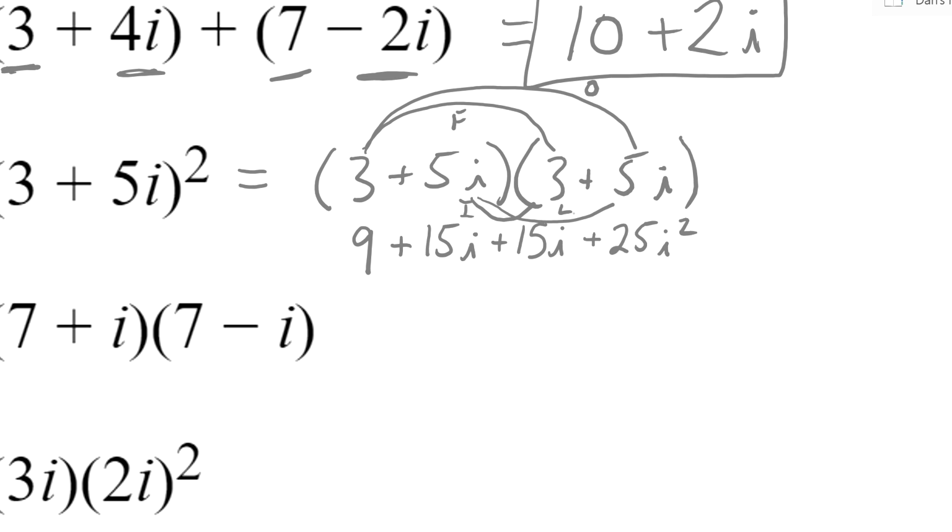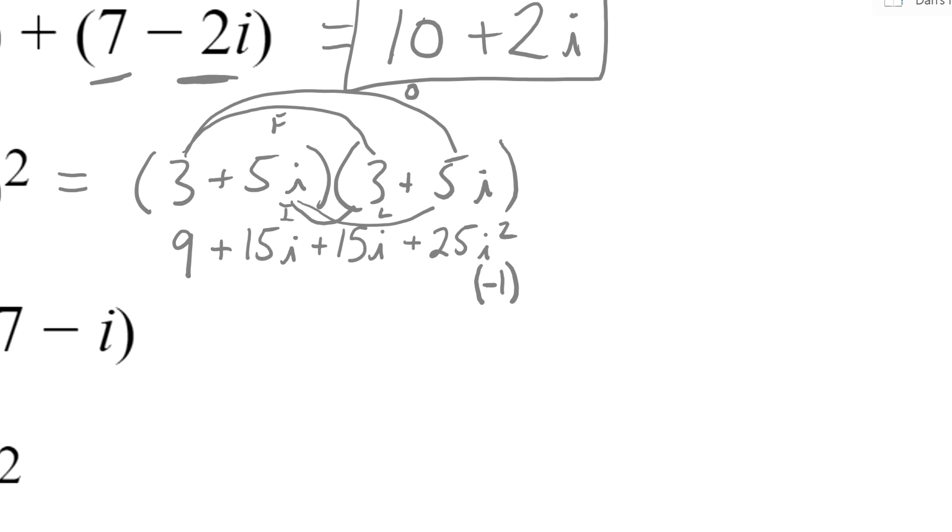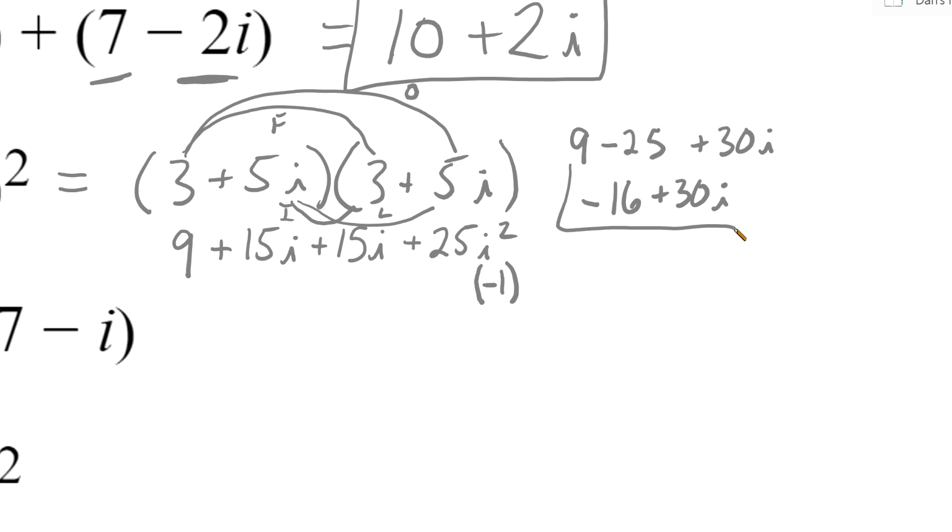Now we can combine the i's, but the only thing here is i squared equals -1. So what we end up with here is 9, and then that's a -25. 15i and 15i is a 30i. Remember, you can't combine the i's and the numbers, but if there's an i squared, it's -1. And then 9 and -25 is -16. So it's -16 plus 30i. Final answer.